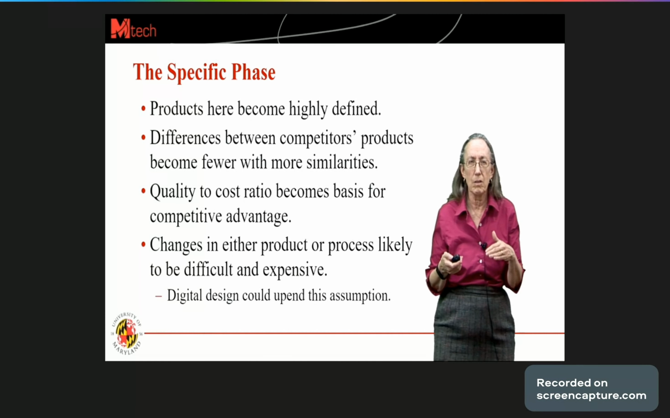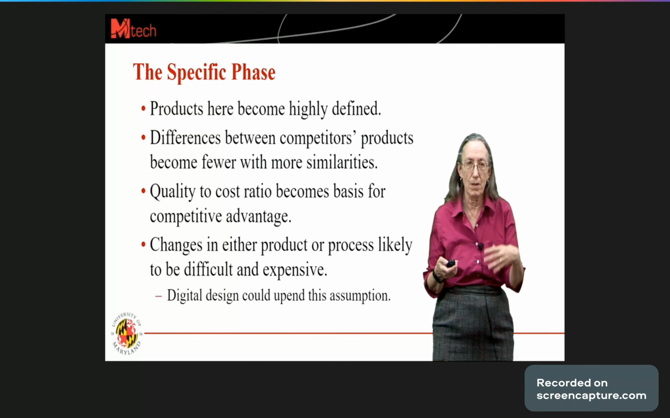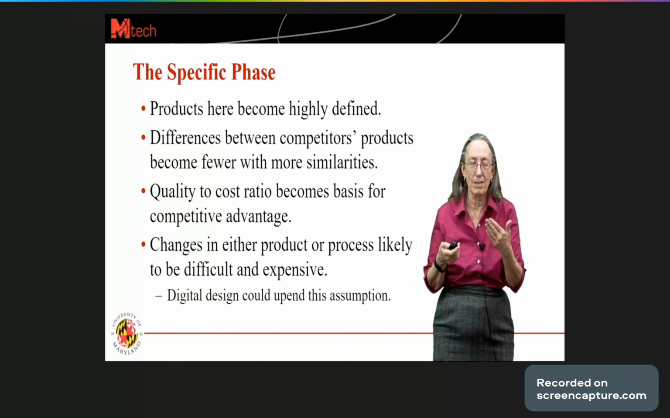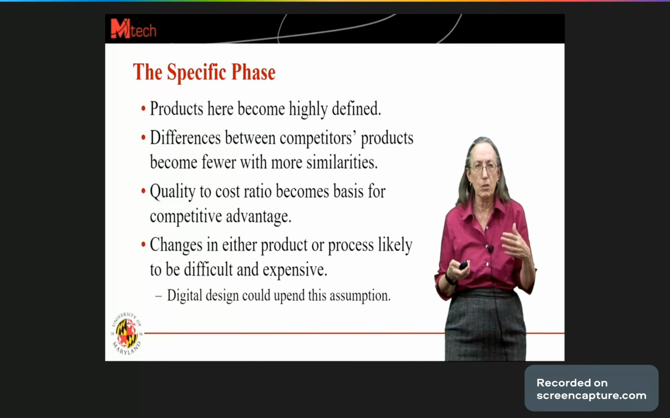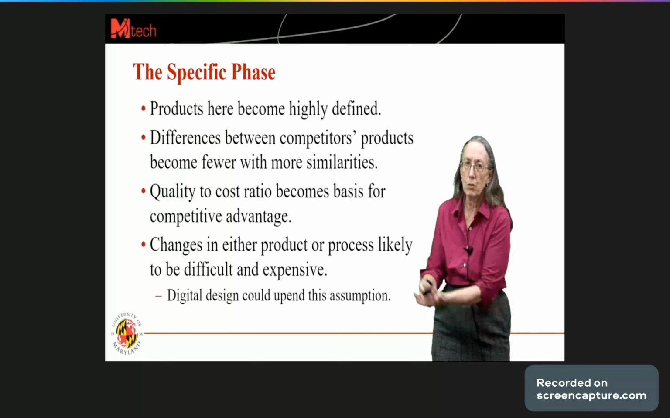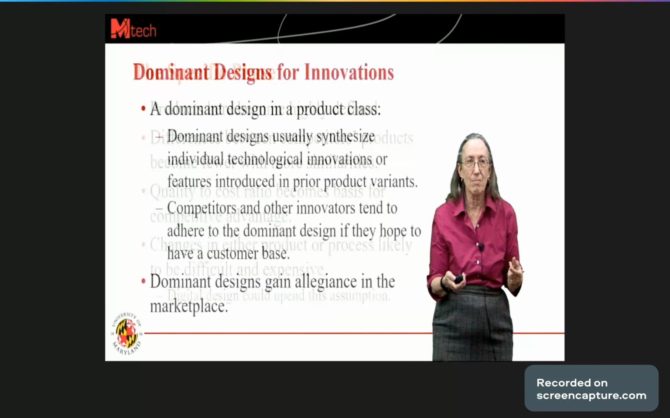Quality to cost ratio, you gain in that marketplace by being more efficient and cheaper, better, faster, cheaper. The cheaper part gains in importance over the better and even the faster. So changes in either product or process are likely to be more difficult and expensive, although note that digital design can upend this assumption a bit because it's easier to switch if you don't have to retool your entire production line in order to make a little change in the product.